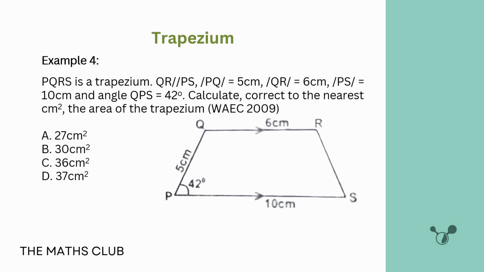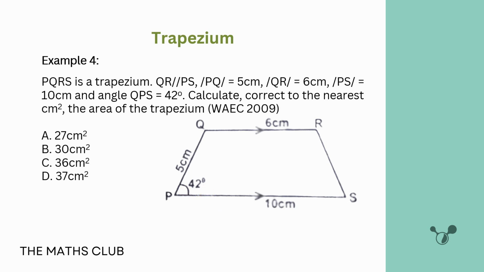Example 4 says that PQRS is a trapezium. These are P, Q, R, S. Is it a trapezium? Is that correct? Yes, because QR is parallel to PS. PQ is 5 centimeters, QR is 6 centimeters, PS is equal to 10 centimeters, and the angle QPS is equal to 42 degrees.